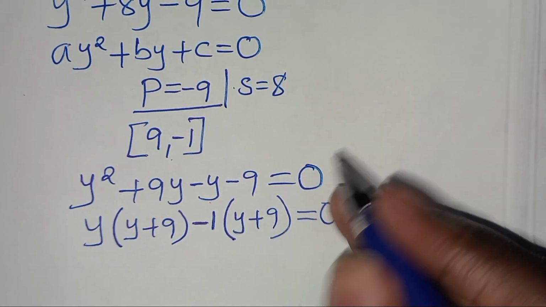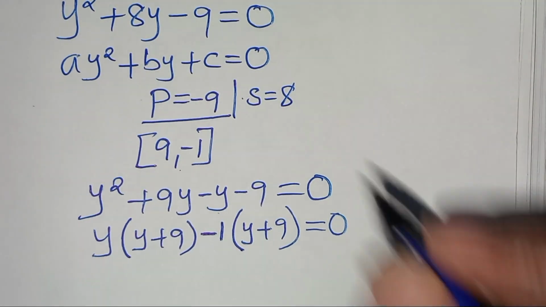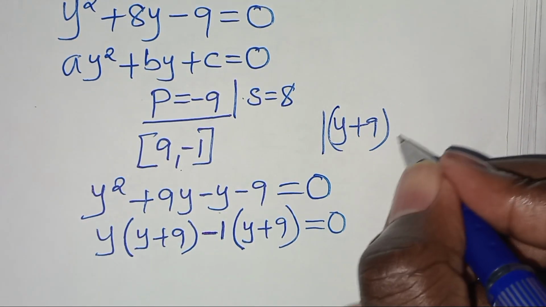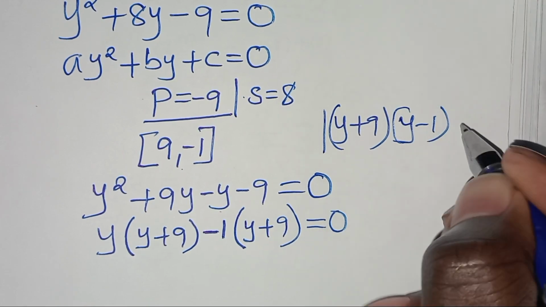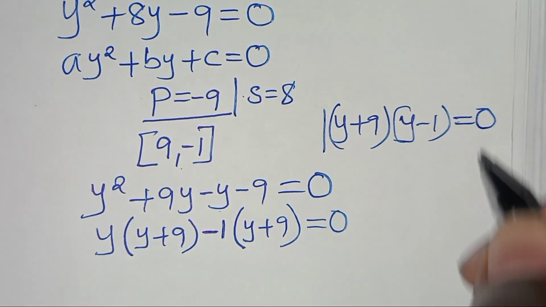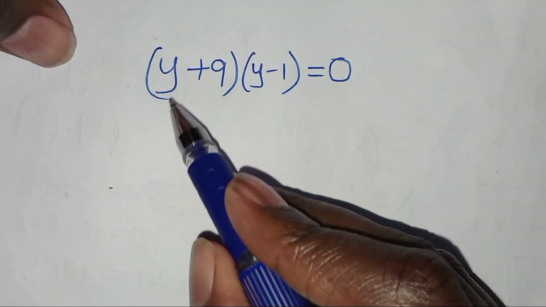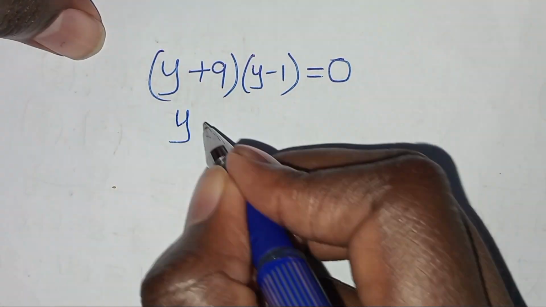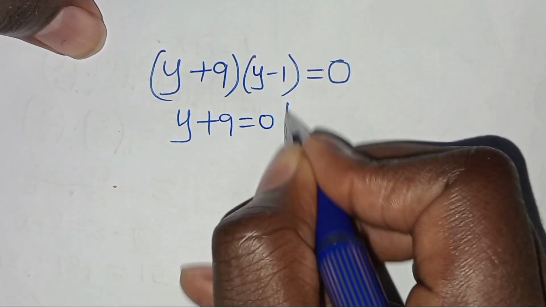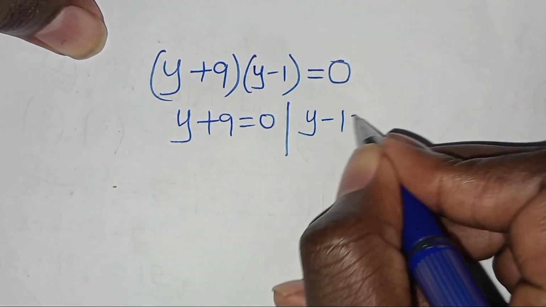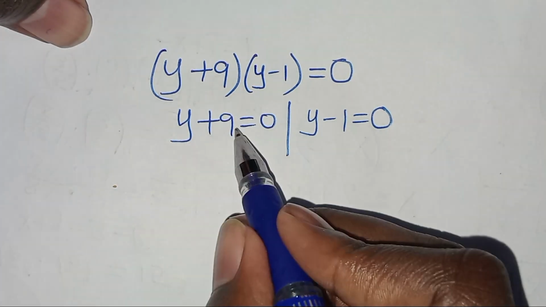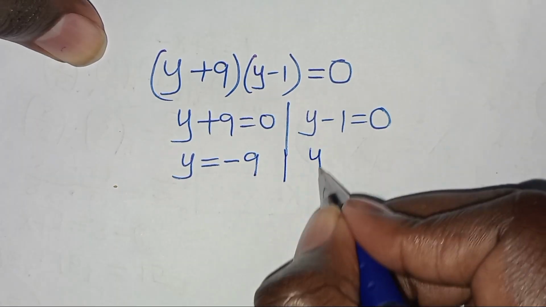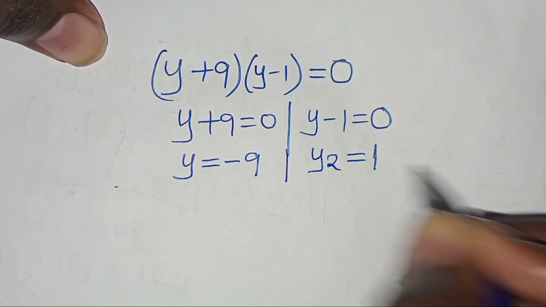Now this implies that we have y plus 9 is common here. So we have (y plus 9) times (y minus 1), this is equal to 0. So we have two parts here. We have y plus 9 equal to 0, and here we have y minus 1 equal to 0. The first part here, we have that y1 is equal to minus 9, and we have y2 is equal to 1.